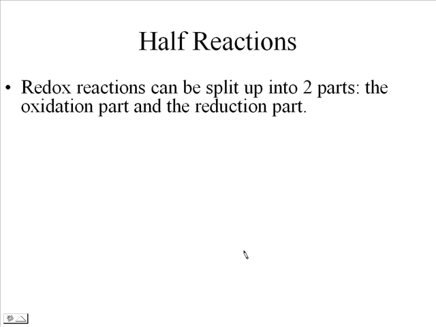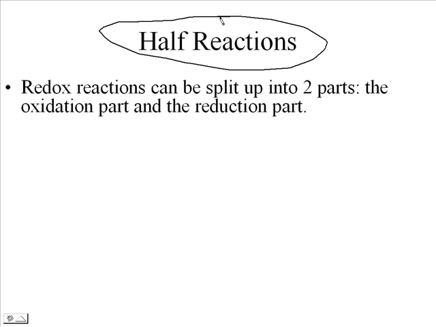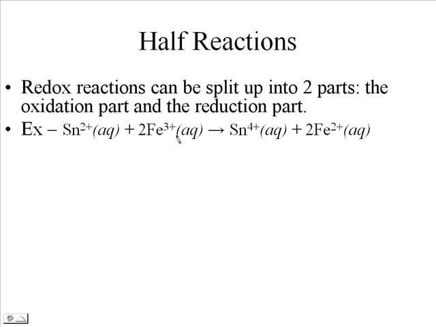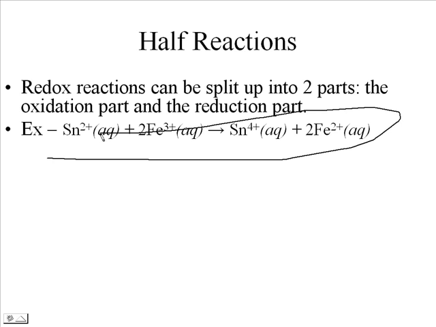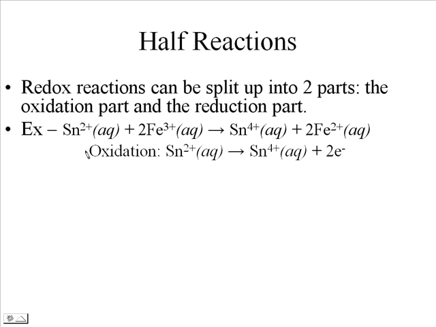Okay, and the way that we do that is by splitting the reaction up into 2 parts, which are called the half reactions. So we're given a reaction, and the first thing we want to do is split it up into 2 separate reactions. We want to split it up into one reaction that shows the oxidation, the other one that shows the reduction. So in this case, we have a reaction. The first thing we have to determine is what's being oxidized, what's being reduced. So we can see that tin is going from a plus 2 charge to a plus 4 charge. So the way that we write that is Sn2+ becoming Sn4+.